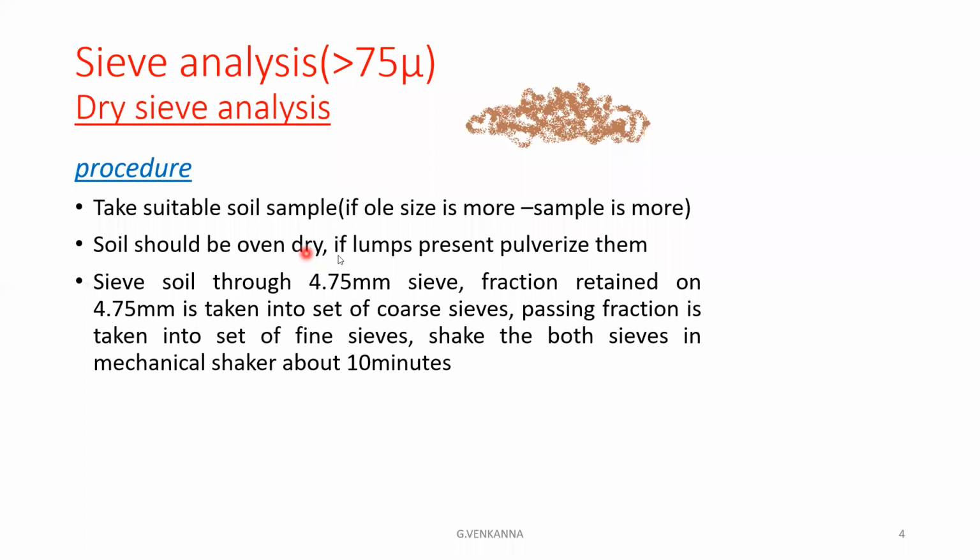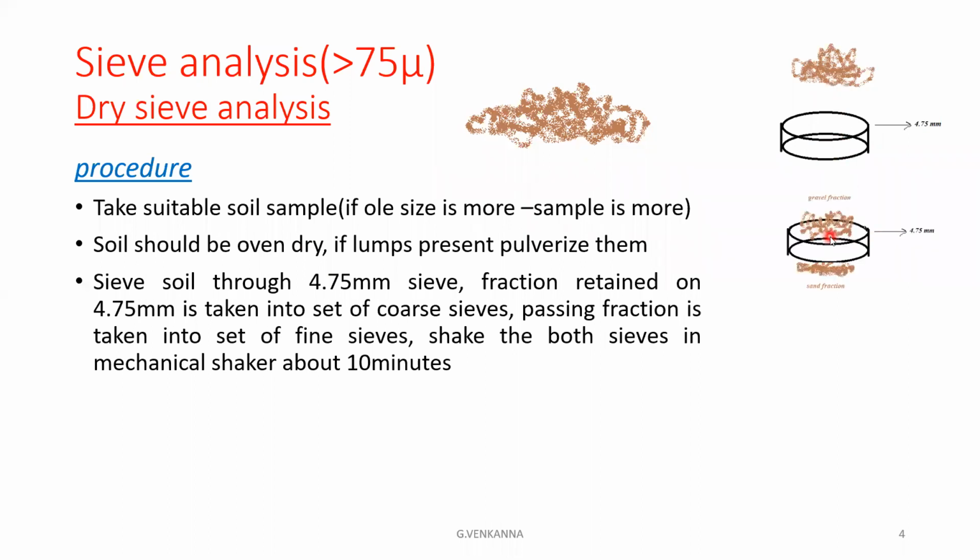Next, after the drying process and pulverizing the lumps, the soil is sieved through a 4.75 mm sieve. After the soil is sieved through 4.75 mm, the fraction retained on the 4.75 mm sieve is known as gravel fraction, and the fraction passing through the 4.75 mm sieve is known as sand fraction.